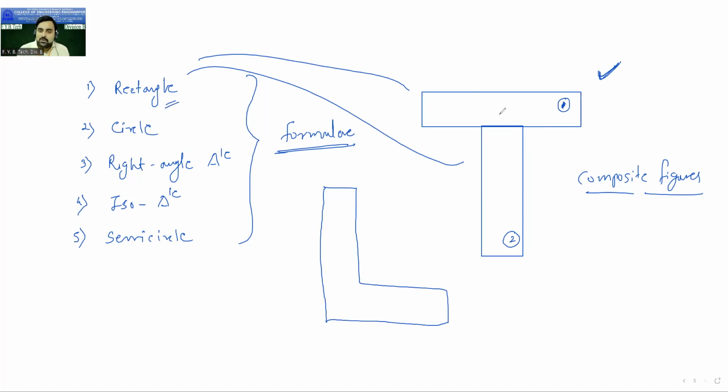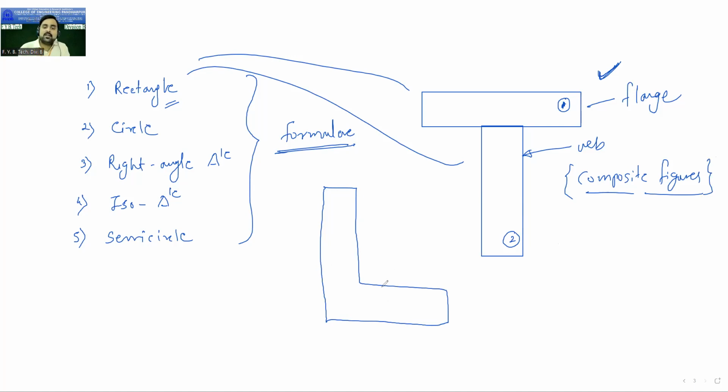Now look here, how is this T section made up? It is made up of combining 2 rectangles. This lower portion is called the web, and this upper portion is called the flange. So this T section is made up of 2 rectangles. So a diagram made by combining 2 or more figures like this is called a composite figure. That diagram is called a composite figure.